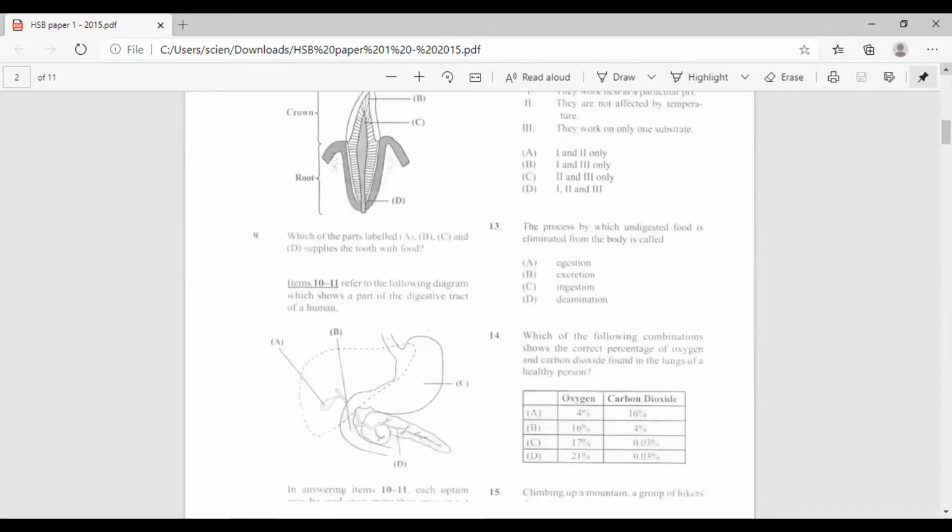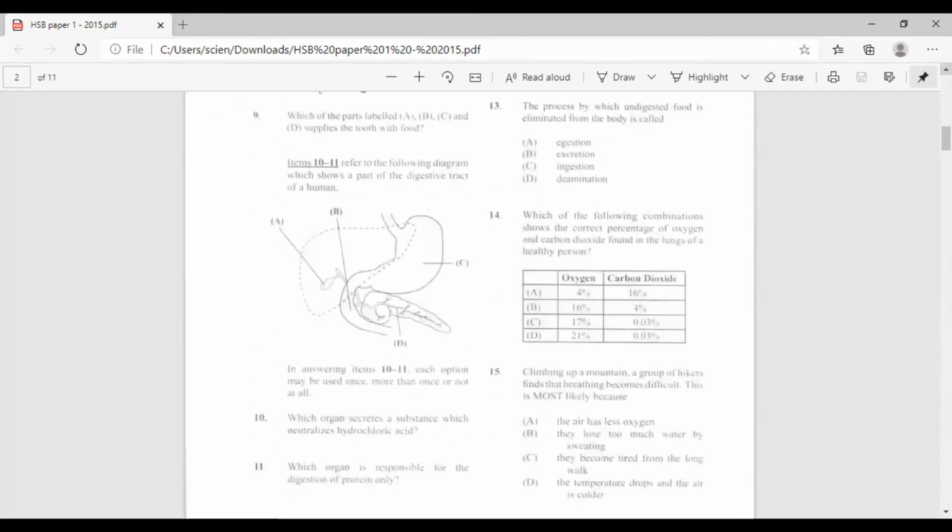Question 11. Items 10 to 11 refer to the following diagram, which shows a part of the digestive tract of a human. As usual, we move to the question. In answering questions 10 to 11, each option may be used once or more than once or not at all. 10. Which organ secretes a substance which neutralizes the hydrochloric acid?